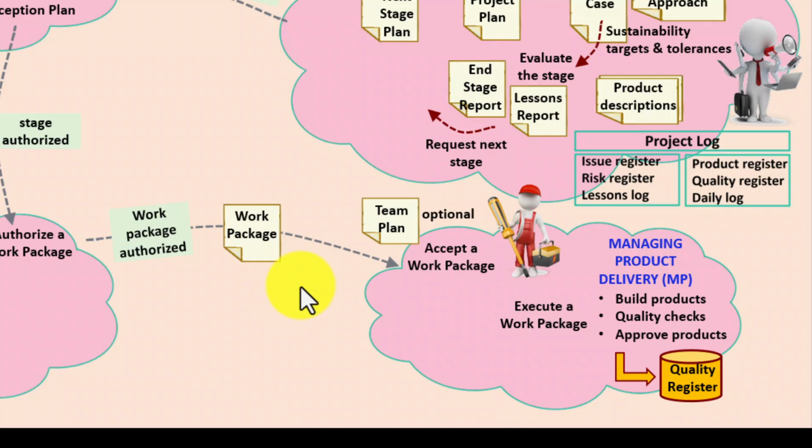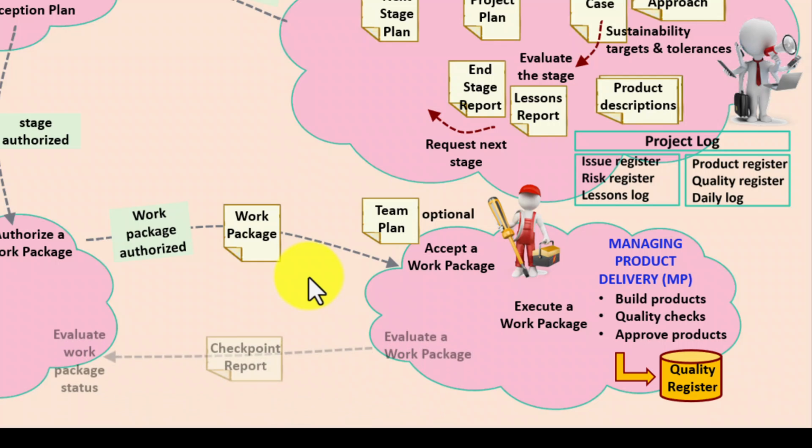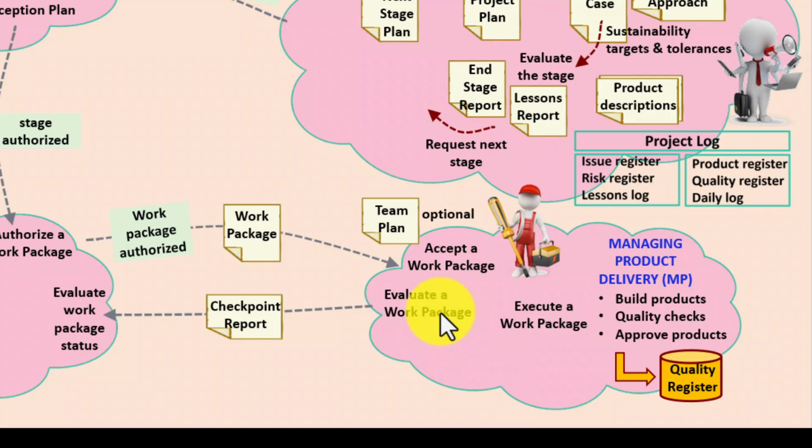However, when the project manager authorized the work package description, amongst the product descriptions and any other constraints that were laid down, it would also advise how often the project manager wants progress checks. Typically weekly, but it could be any other time. And this is in the new activity called Evaluate a Work Package, where the so-called checkpoint report is given back to the project manager in controlling a stage, and the activity the project manager uses is Evaluate Work Package Status to check exactly how we're doing.